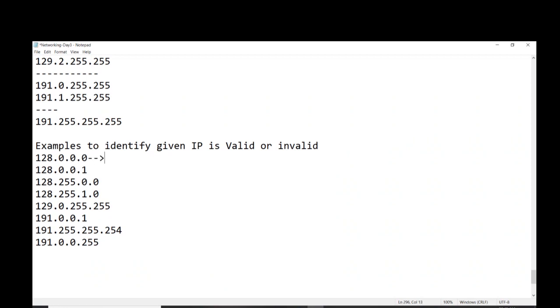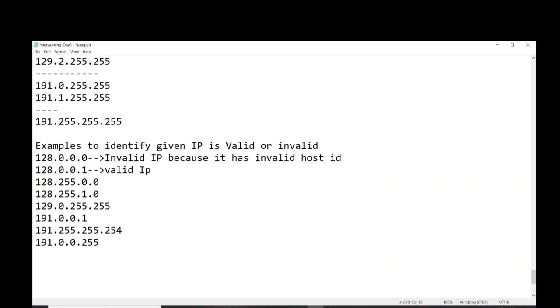Both must be valid, then only can we say that the given IP is a valid IP. So this is an invalid IP. Why? Because it has an invalid host ID. Now this one, is it valid? Yes, sir, it's valid because it has a valid network ID and a valid host ID. So it is a valid IP.